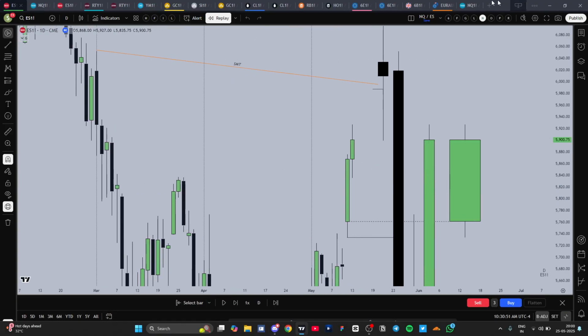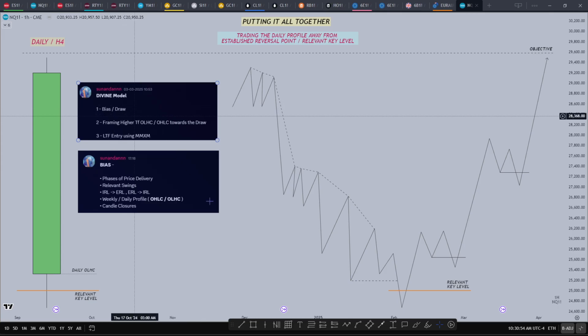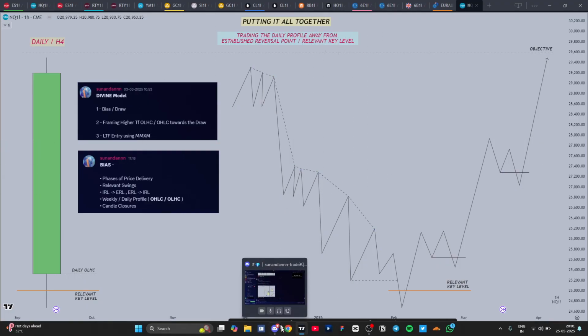So the first step of my model is always bias draw, which I use daily H4 for. Establishing narrative, always daily H4. Then using the low time frames H1, M30, M15 for profiling of the daily candle, and using M3, M5, sometimes M1, but mainly M3, M5, and sometimes M15 as well for entries. Daily H4 for bias, higher than that as well, but mainly daily H4. Low time frames lower than them, H1, M30, M15 for daily profiling, then M3, M5 mainly for entry. This is what I do on a regular basis.